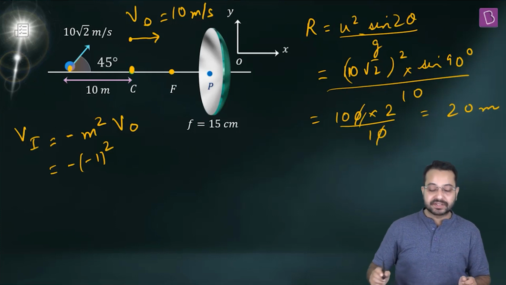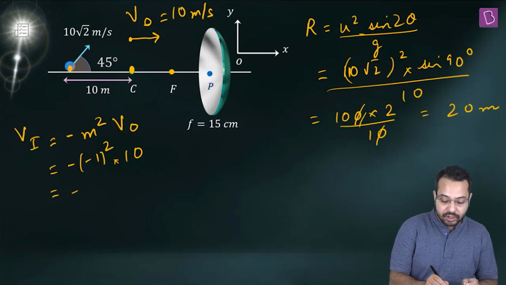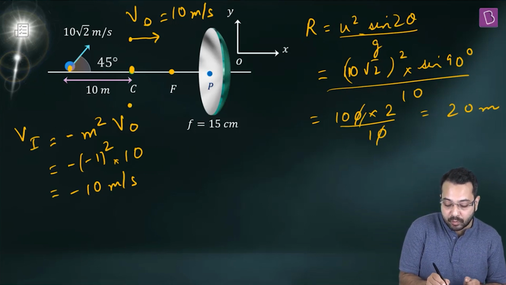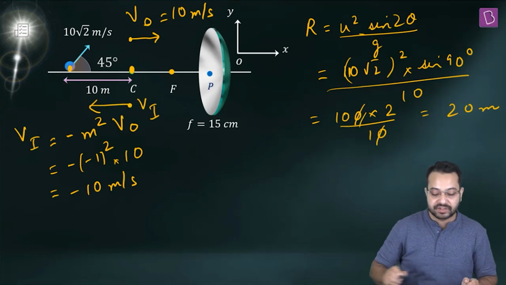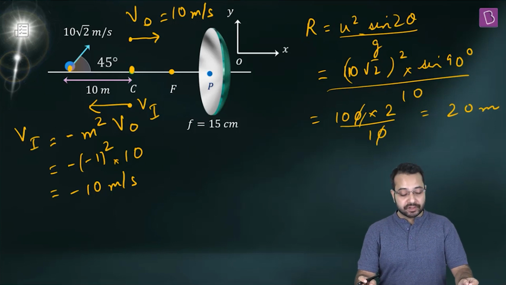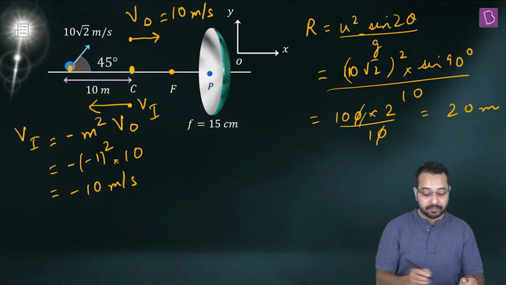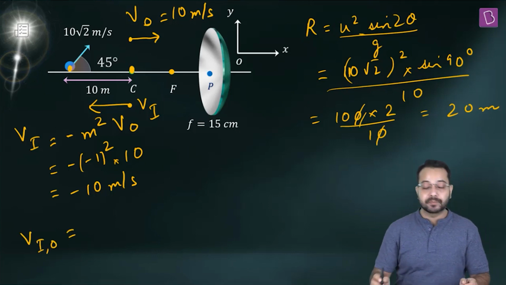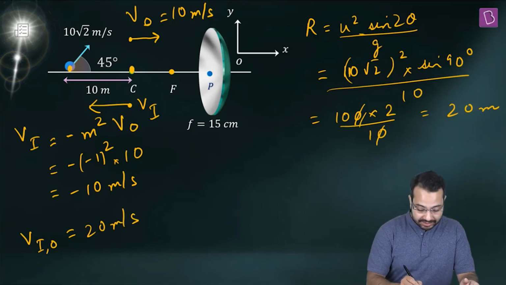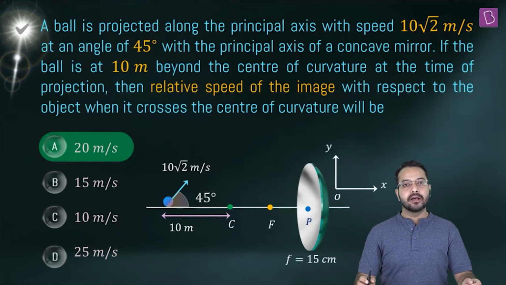So this becomes minus into -1 square multiplied by velocity of object, which is 10 meter per second. So velocity of image is minus 10 meter per second, which tells me that the image is going to move in this direction. This is going to be the velocity of image. Now, if the velocity of the object and velocity of image are in opposite directions, then what will be the relative velocity? We'll have to add them up. So velocity of image with respect to the object is going to be 20 meter per second, and that is going to be my answer. Let's have a look at the options. So option A is going to be the right option.